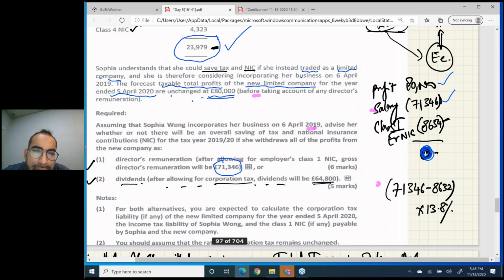And that's the plan of Sophia. She does not want to leave anything in the company. She wants to clean out all profits. Okay, so you have two options in this question. The first option is to withdraw in the form of salary. The second option is to withdraw dividends of 64,800. I'll tell you why not 80,000. Don't worry.